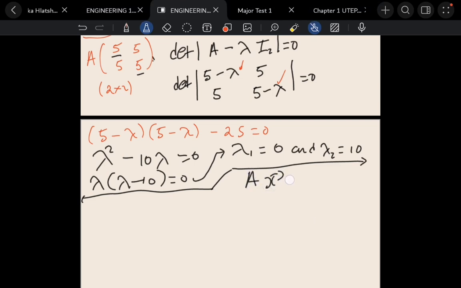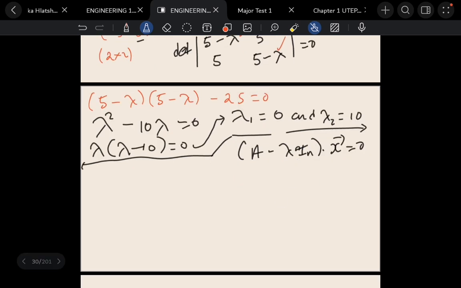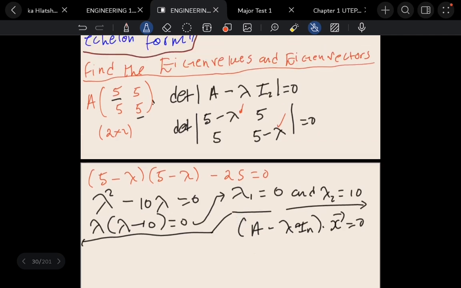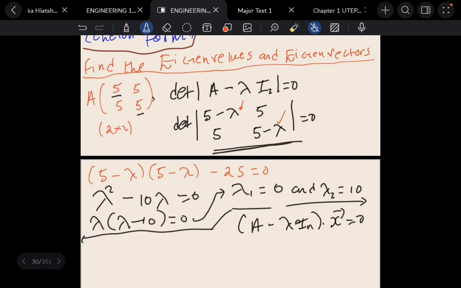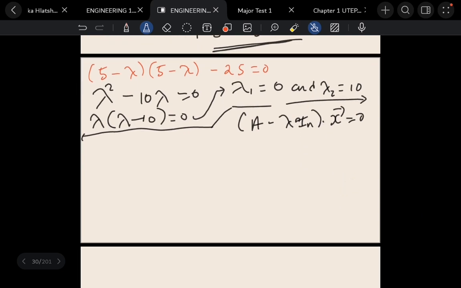A x bar is equal to what? Not A x bar. This formula that says lambda, not lambda, sorry guys, it's actually A minus lambda I times X to give you 0. Because what I'm just going to do, I'm going to substitute lambda into this equation here and multiply it by the column vector and equate it to a null matrix. So this is the procedure.